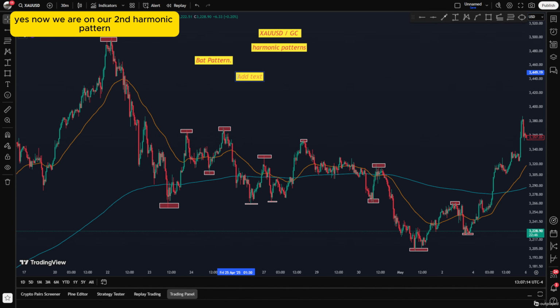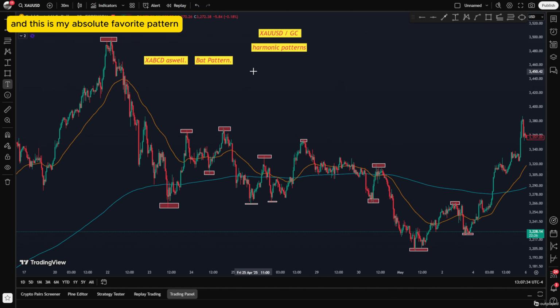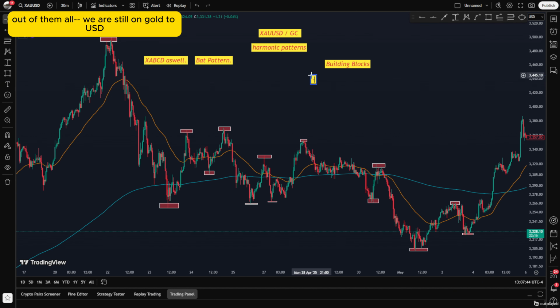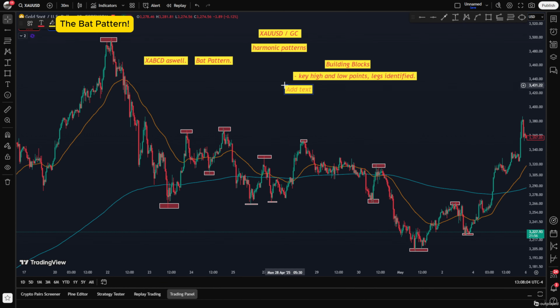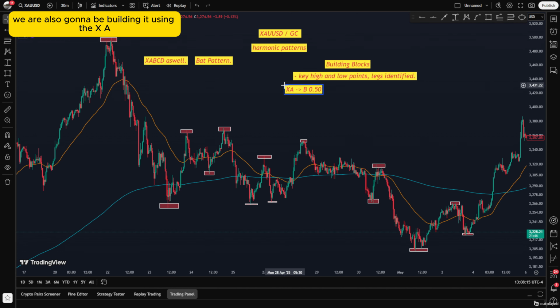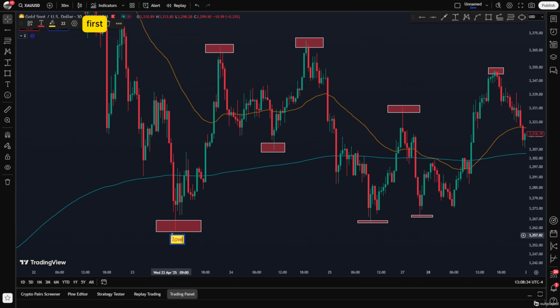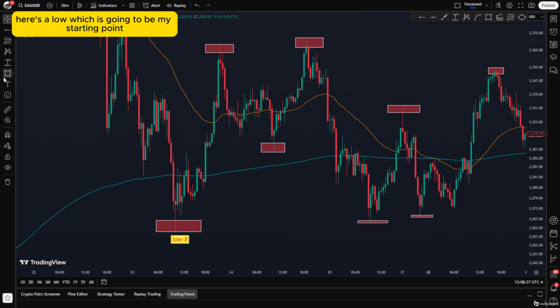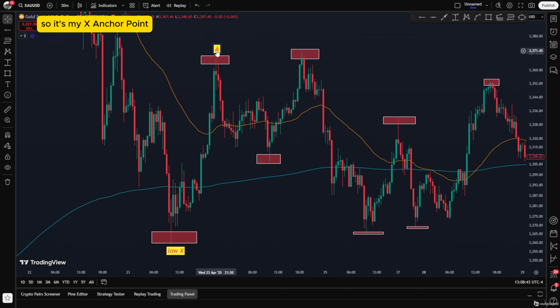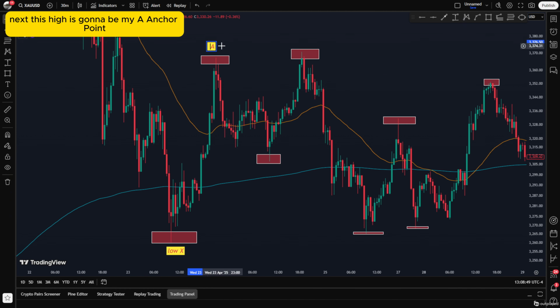Yes. Now we are on our second harmonic pattern, and this is my absolute favorite pattern out of them all. We are still on gold to USD, the bat pattern. We are also going to be building it using the XABCD points as well. First, here's a low, which is going to be my starting point. So it's my X anchor point. Next, this high is going to be my A anchor point.